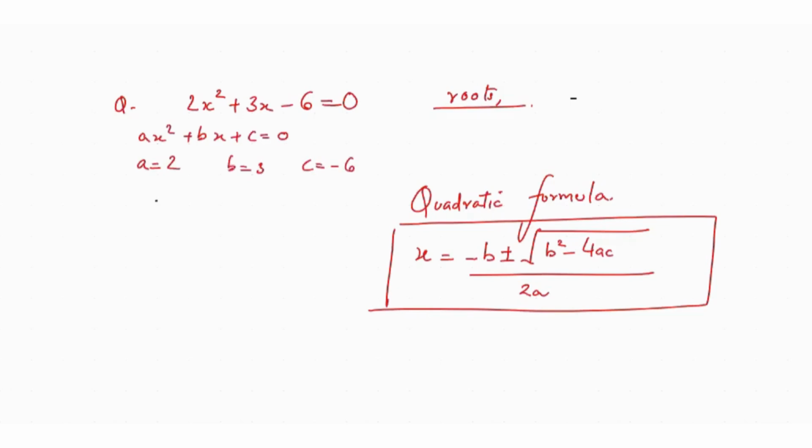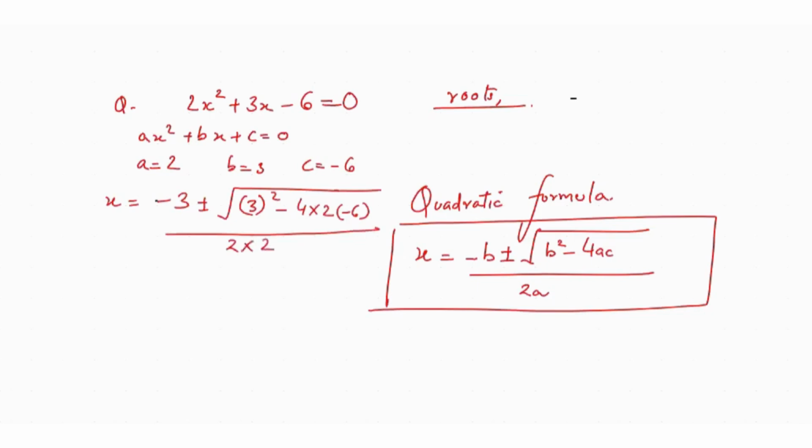So x will be equal to minus b. Minus b will be what? Minus of 3, right? And plus minus the square root of b square, that is 3 square, minus 4 times a times c, that is minus 6. And then divided by 2 times a, that is 2 times 2.